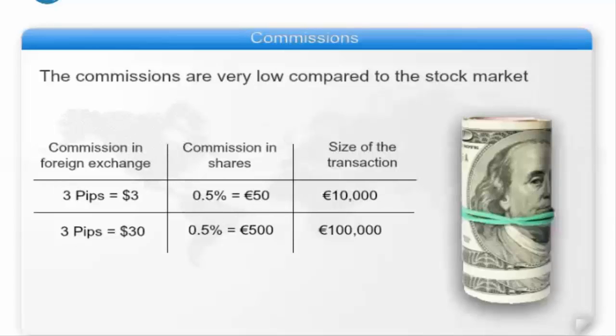Commissions. If we compare the commissions rate paid in the stock market, we'll notice that in the Forex market, the commissions rate is very low. For example, in a 10,000 euro trade, the stock's commission is 0.5%, hence 50 euro. In the Forex market, however, you'll pay only $3 commission for a 10,000 euro trade. For a 100,000 euro trade, you're going to pay only $30 commission, and so on and so forth.